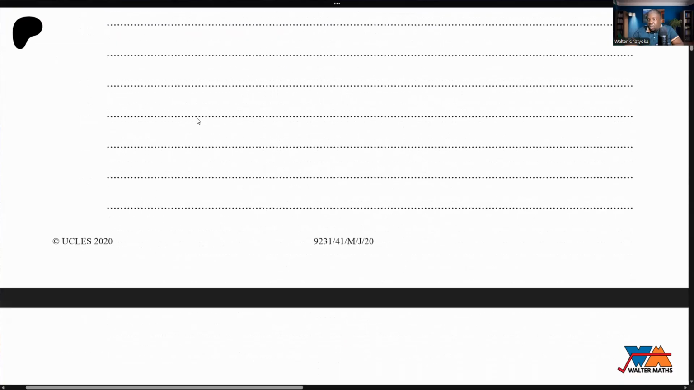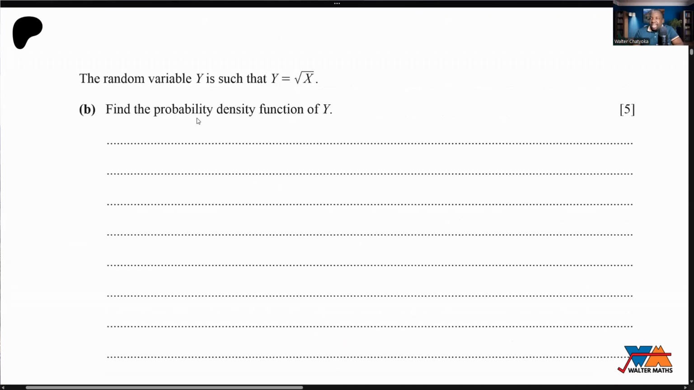Now we're moving on to part B, and it says the random variable y is such that y is equal to the square root of x. Find the probability density function of y. Here we've got a related variable, and they want us to find the probability density function of y, but we're going to start by finding the cumulative distribution function of y, which is G of y.